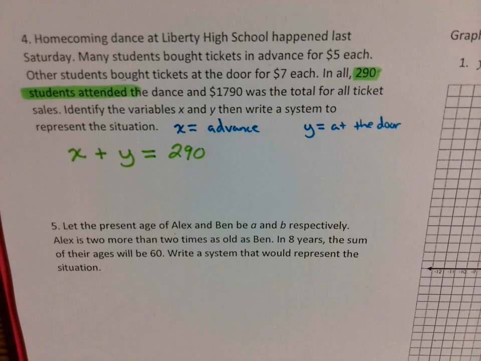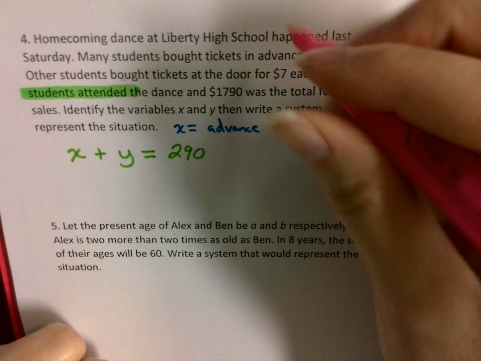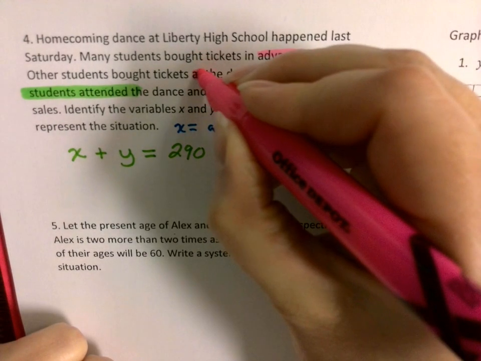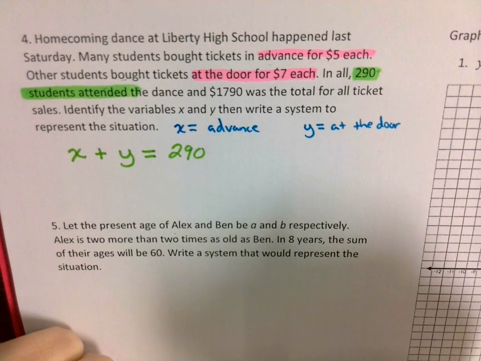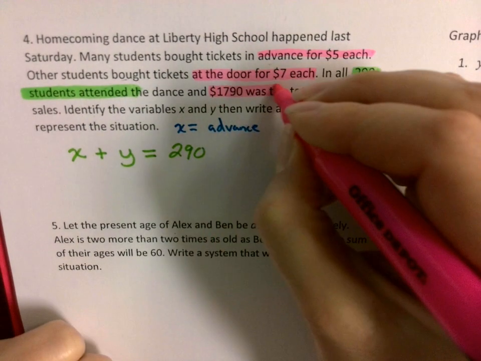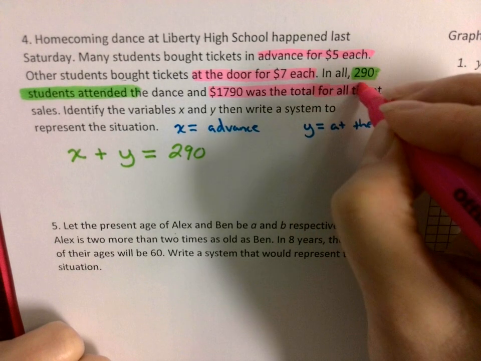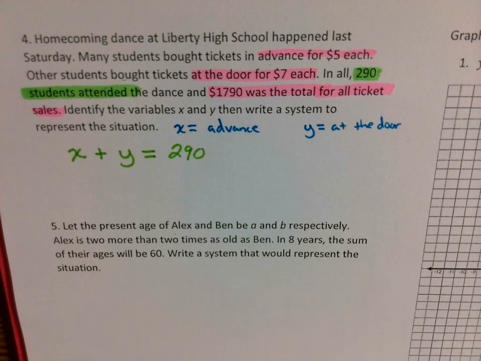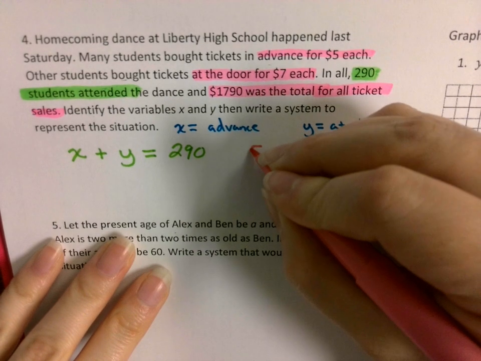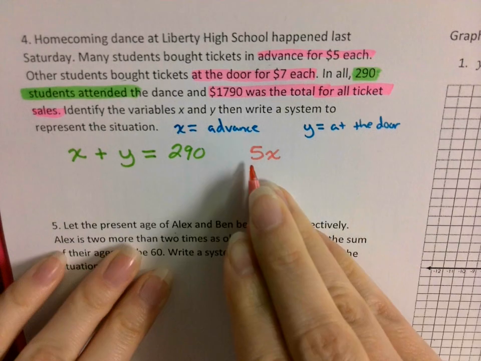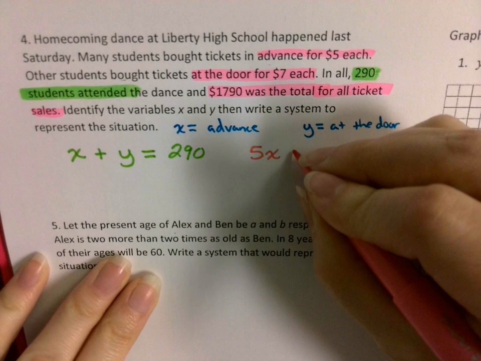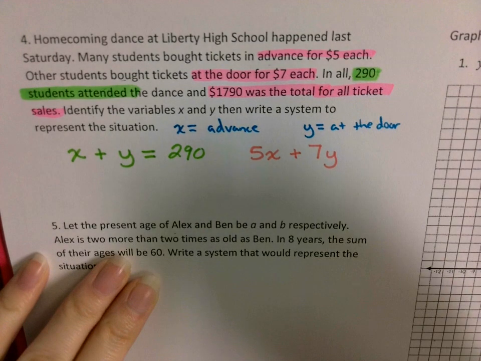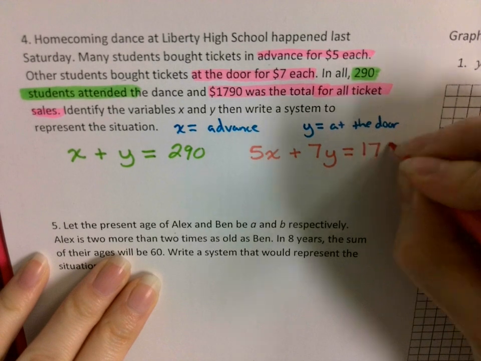Then I know that the people who purchased in advance, it was only $5 each. People who purchased it at the door, it was $7 each. And there was a total of $1,790 for the ticket sales. So that means I'm going to write the equation as $5 per advance ticket plus $7 per at the door ticket, and that's going to equal $1,790.